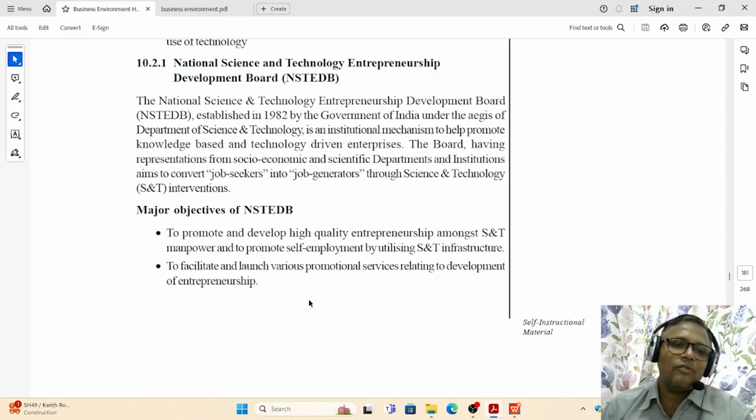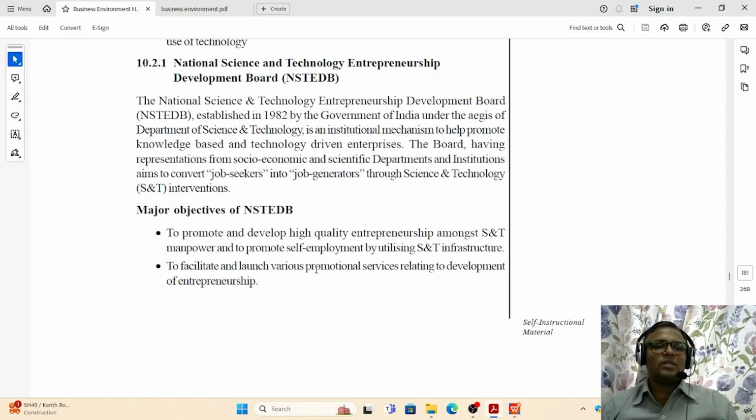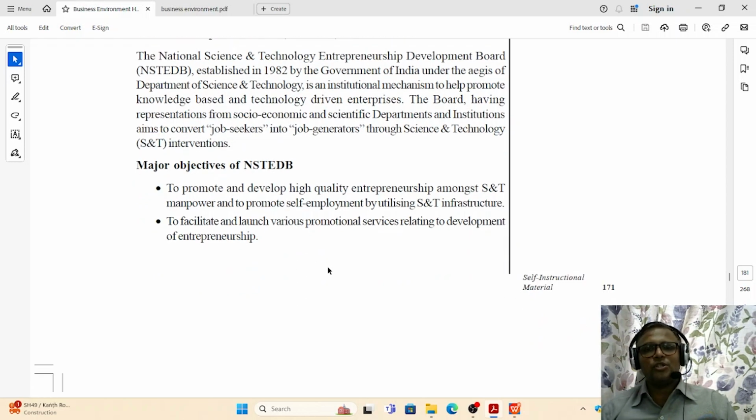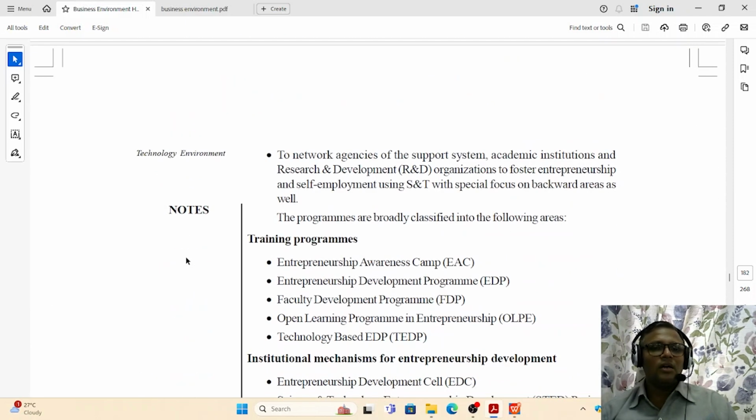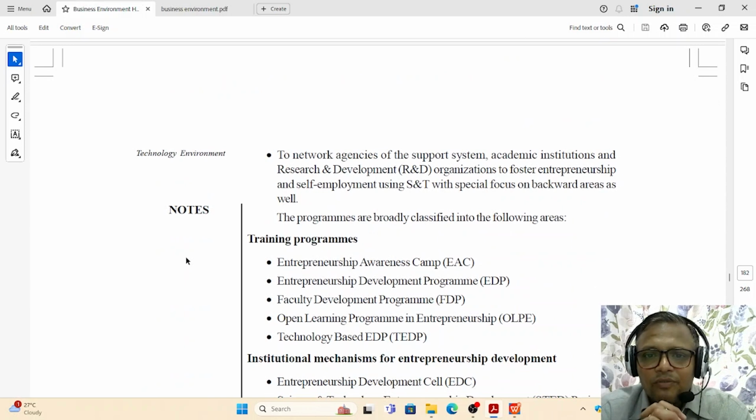The major objective of the board is to promote and develop high-quality entrepreneurship among S&T manpower and to promote self-employment utilizing the S&T infrastructure. Second is to facilitate and launch various promotional services regarding the development of entrepreneurship. Third is to network the agencies to support the system, academic institutions and R&D organizations to foster entrepreneurship and self-employment using S&T, with a special focus on backward areas as well.